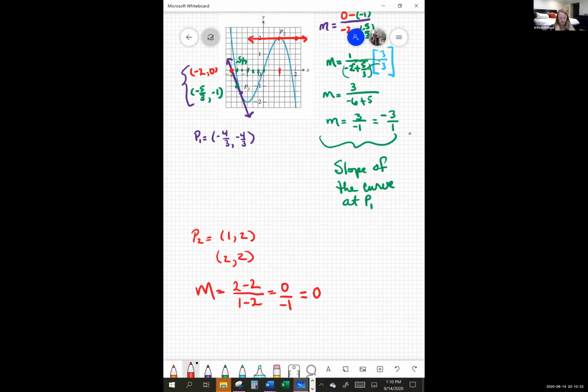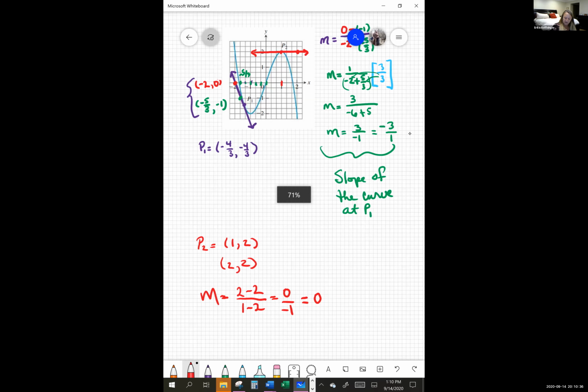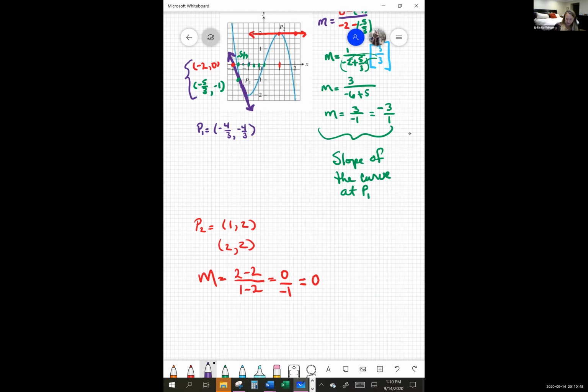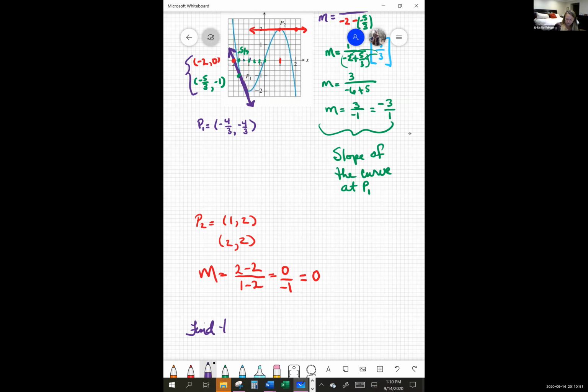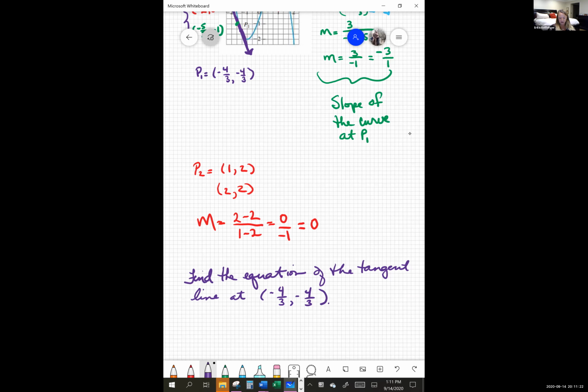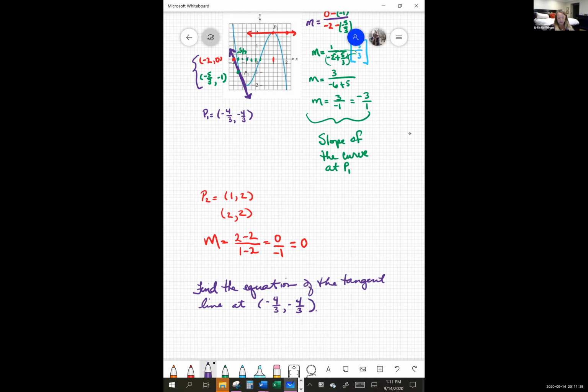Okay, because part of the problem you're going to be asked is finding the equation of this tangent line. Let's do the easier one. Not the easier one, the harder one. So let's find the equation of the tangent line. Let's say it was at -4/3, -4/3. When you're trying to find an equation of a line, you need to know two things: a point on the line, and the slope of the line.